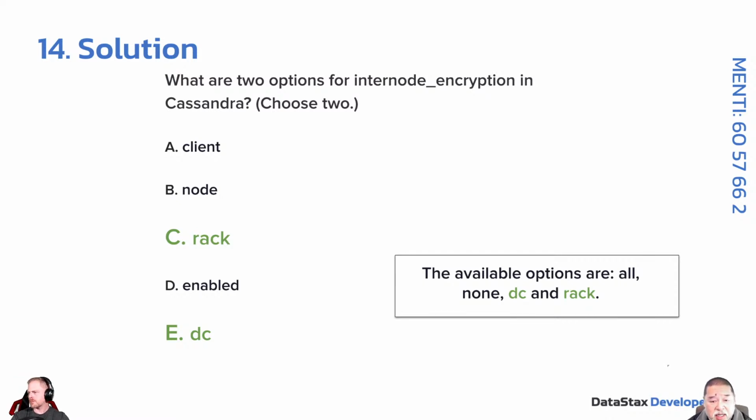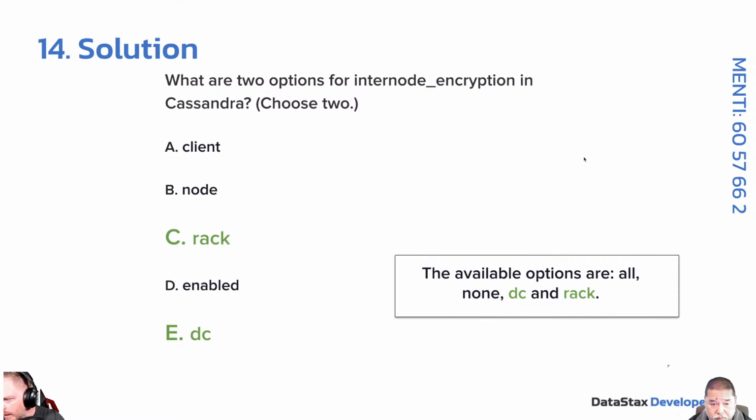And the correct answers are C and E, because the available options are all. So all internode communications can be encrypted. None, so turn it off completely. Or the other 2 are DC, meaning when we cross DC boundaries, we encrypt, or rack boundaries. And by the way, rack is a subset of a DC. A DC or data center is a logical grouping of Cassandra nodes, typically in a data center or in a region or zone. And then a rack is a subset of a data center that may be meaningful to you depending on your deployment topology. But the correct answers here are C and E.